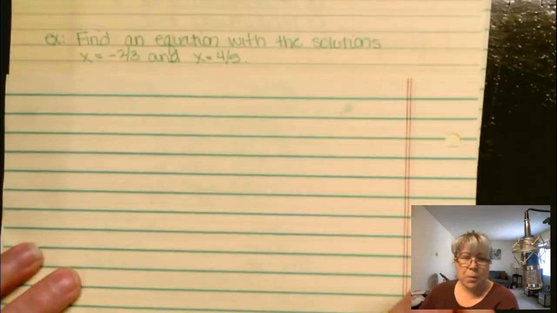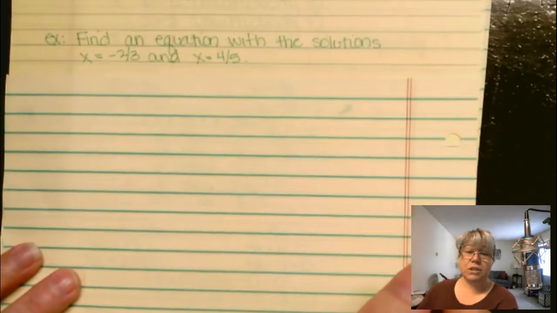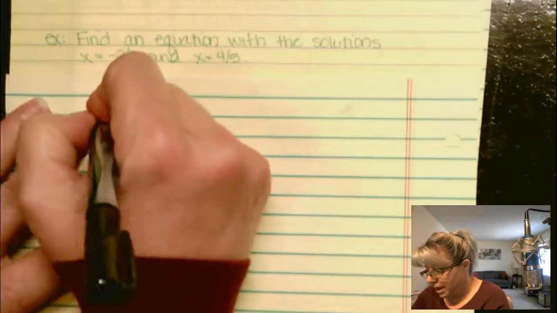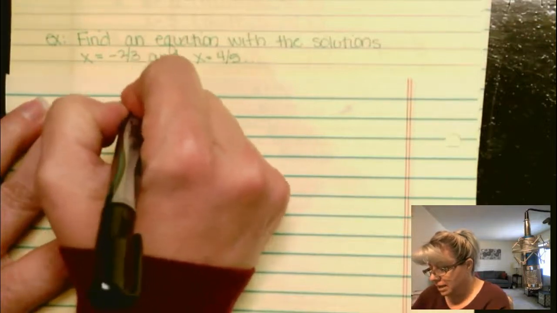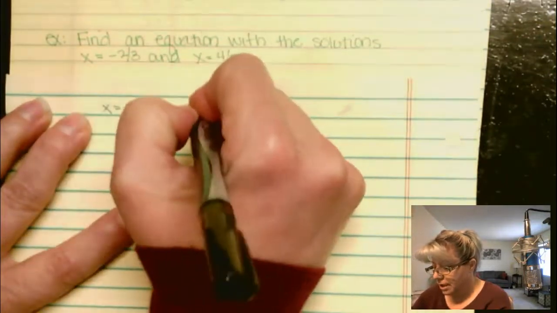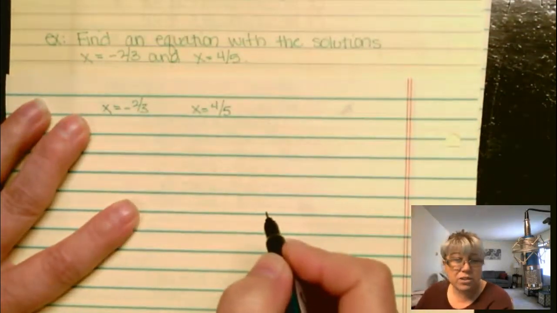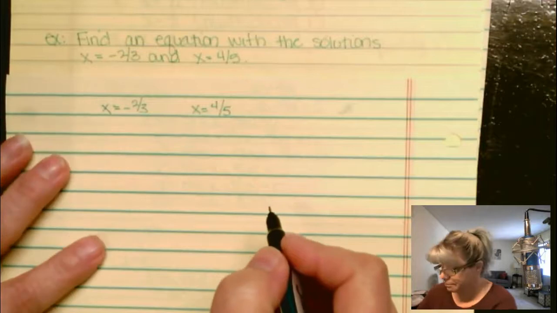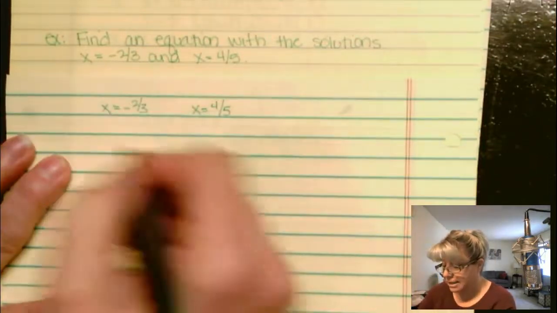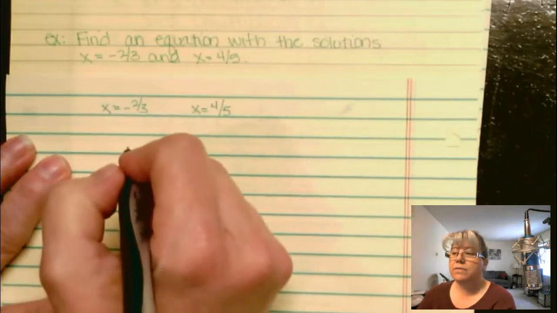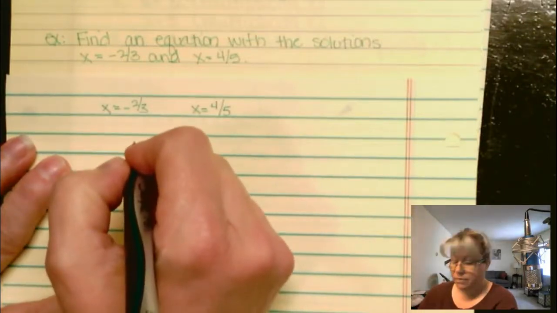Let's work through another similar problem. Given the solutions, we want to find an equation. Again, I'm going to work with the simplest equation, which is multiplicity of 1 for each of the solutions. So we have x equals negative 2/3 and x equals 4/5. There are two ways of doing this problem, so I'll show you the first way. One is, let's set each of these values to 0, or solve each of these for 0.